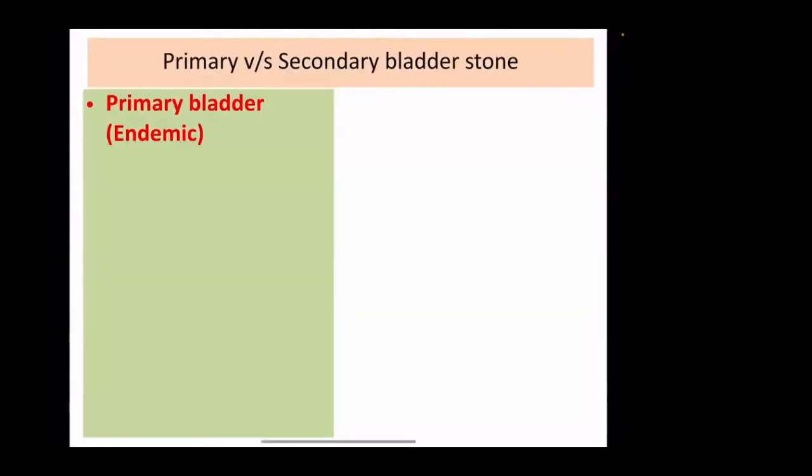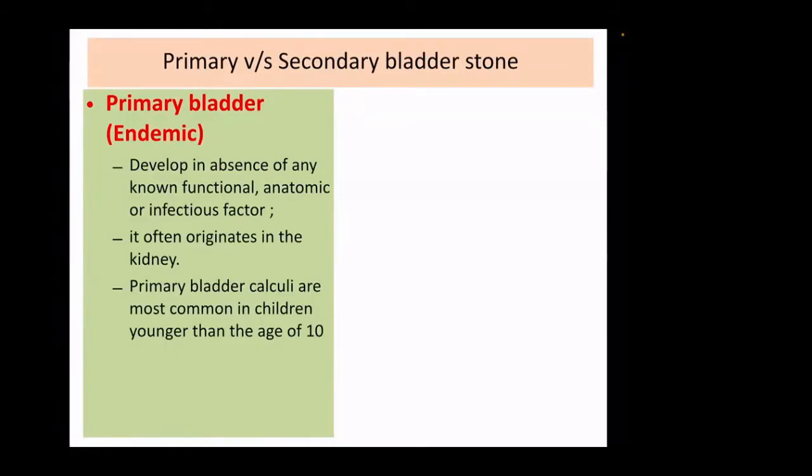So basically, we classify the stone according to mode of formation as primary bladder stone and secondary bladder stone. Bladder stones that are not related to any infection or obstruction, and usually arise in the kidney and fall down into the bladder and become enlarged, are regarded as primary bladder stone. Primary bladder stone is more common in children than adults. And if you treat the primary bladder stone, it usually does not recur, as compared to secondary bladder stone.